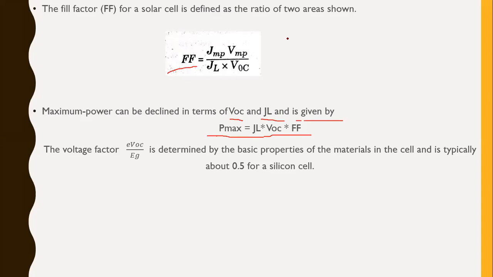A typical value of fill factor for a good silicon cell is about 0.8. The voltage factor, E VOC by EG, is found depending upon the basic properties of the materials in the cell, and it is of order 0.5 for a silicon cell. So the fill factor will be 0.8 for a silicon cell and the voltage factor will be 0.5 for silicon cells.